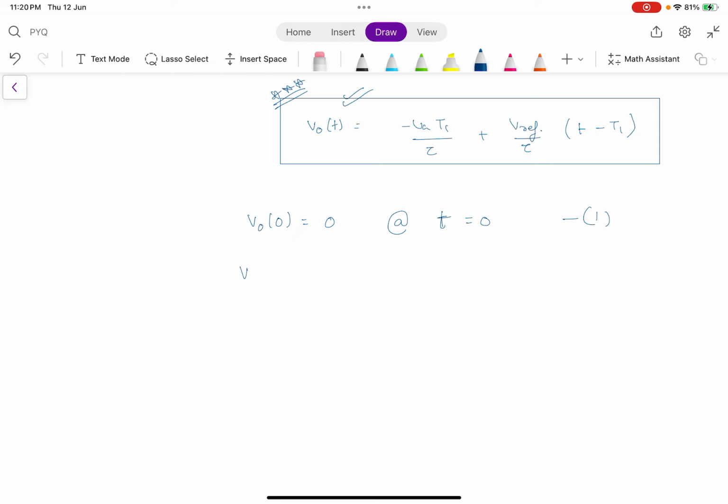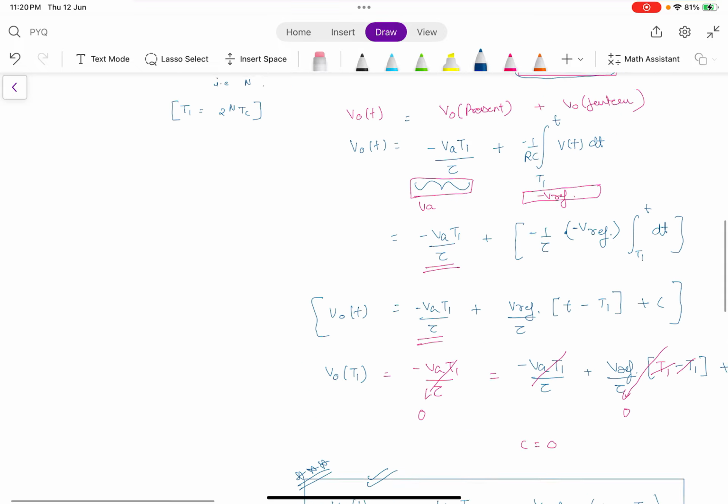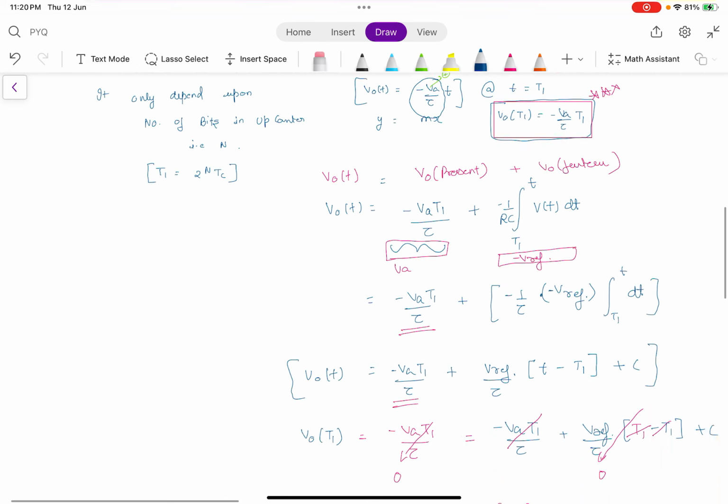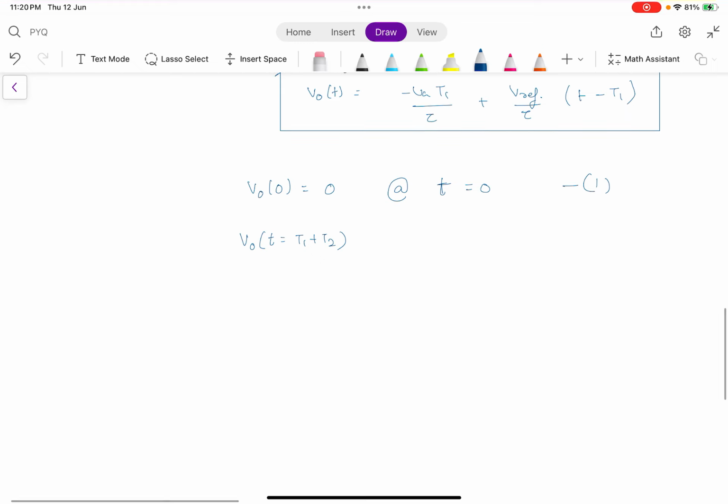Now your second condition was V naught at t is equal to t1 plus t2, which I am showing here, this is now your time t2. What is your complete time here? Nothing but t1 plus t2. Now putting this value, we will get the output as 0 at t is equal to t1 plus t2.